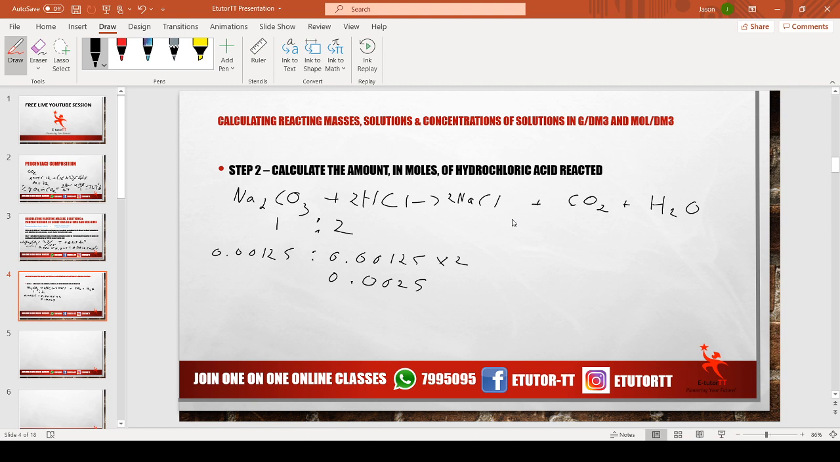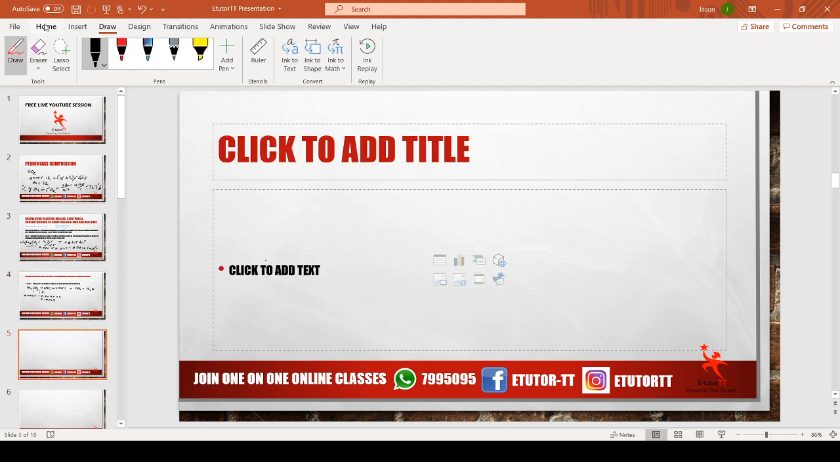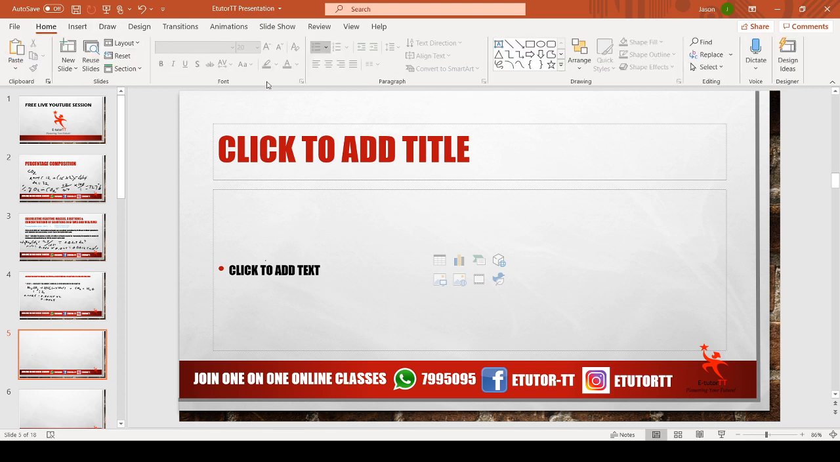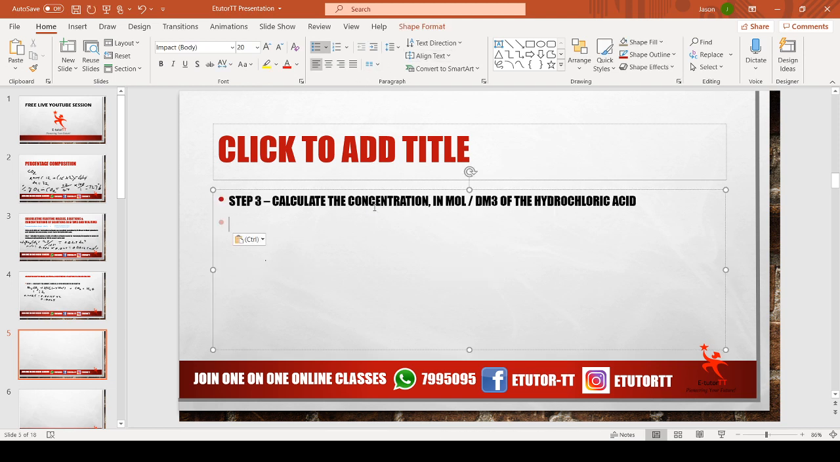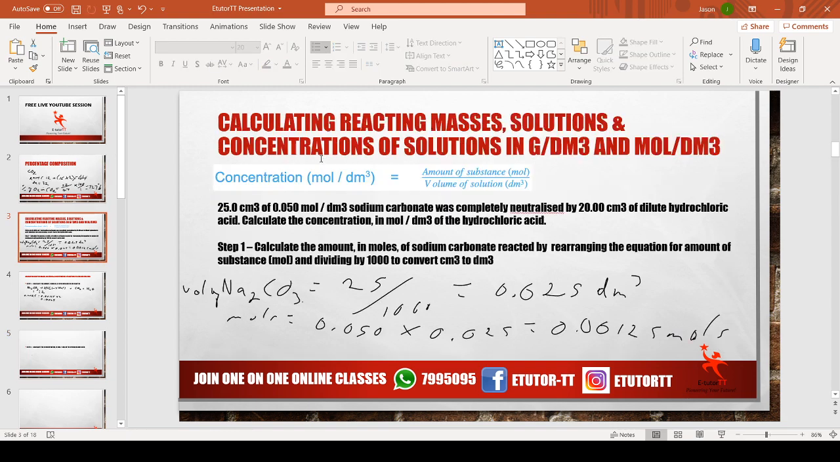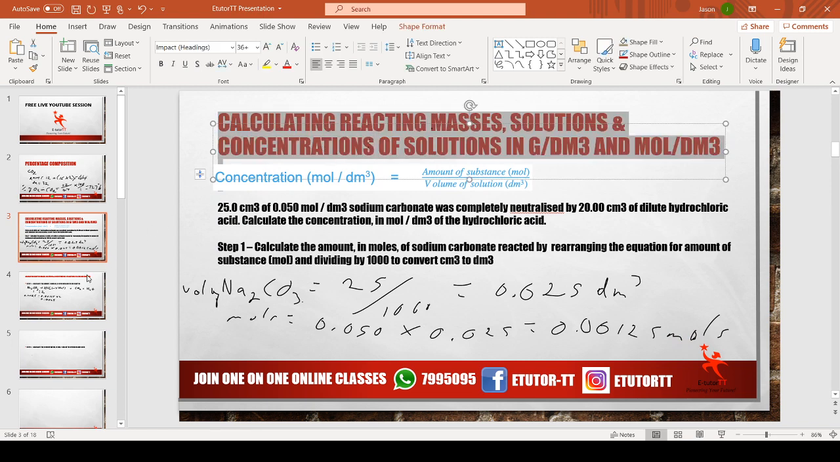Right, so we can continue. So after that now, we can calculate the concentration in mol per dm³. So we're moving on to the third step now. Our third step is calculating the concentration in moles per dm³ of hydrochloric acid. Fun stuff, right?